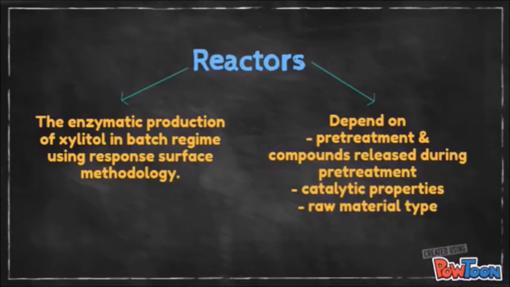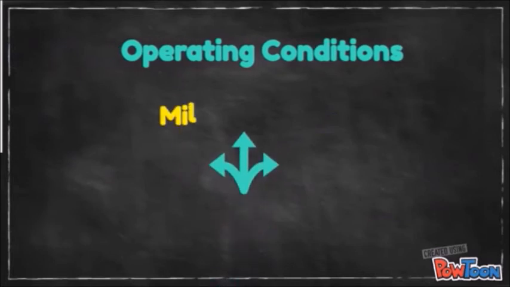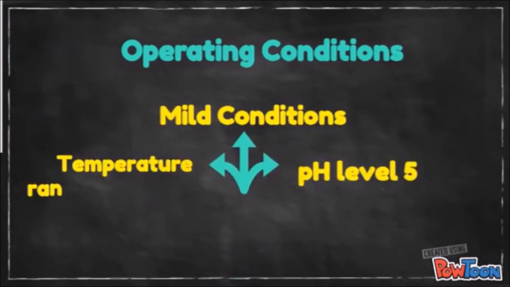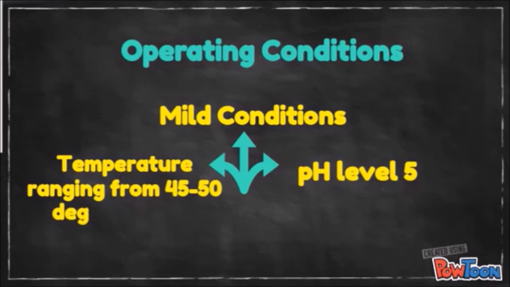It depends on various parameters such as the catalytic properties of enzyme, the raw material type, and also the pre-treatment process and compounds released during pre-treatment. As for the operating condition, the reaction is performed at mild conditions of pH level 5 and temperature ranging from 45 to 50 degrees Celsius.